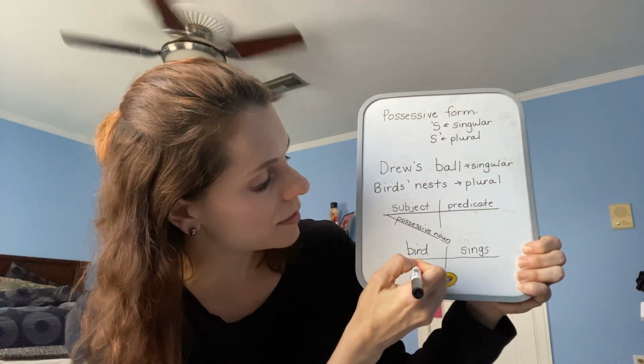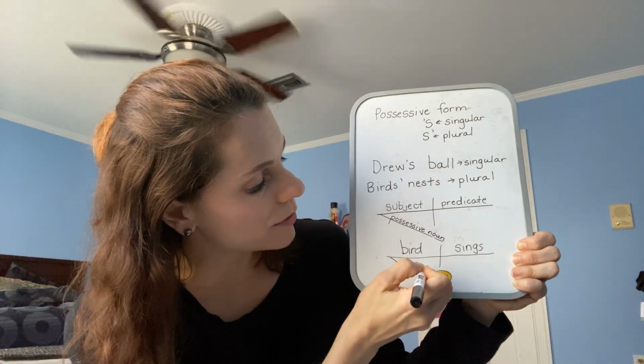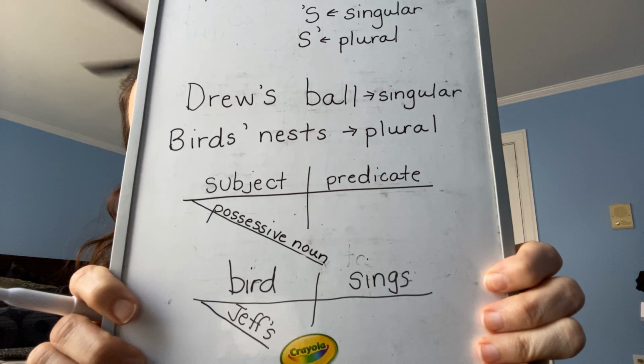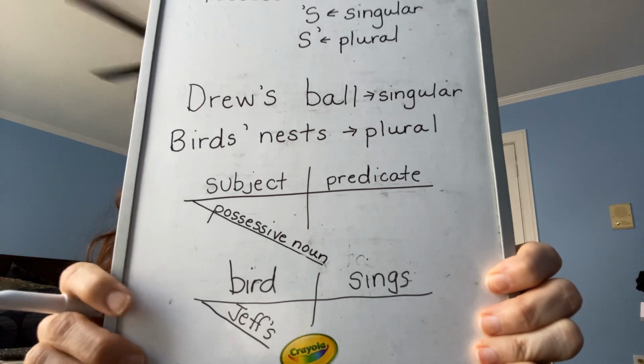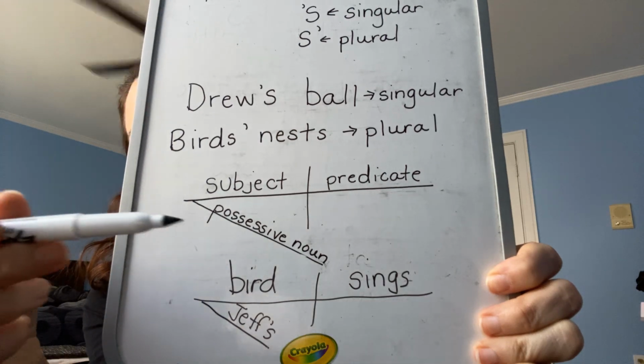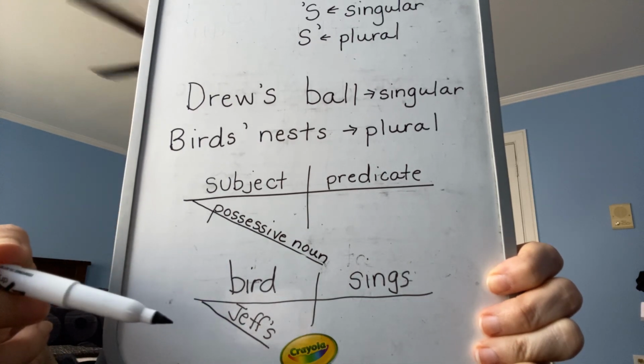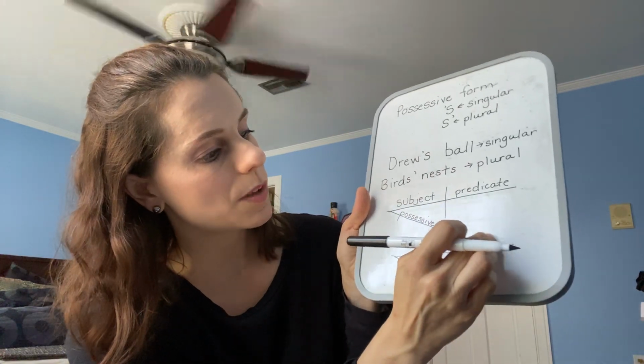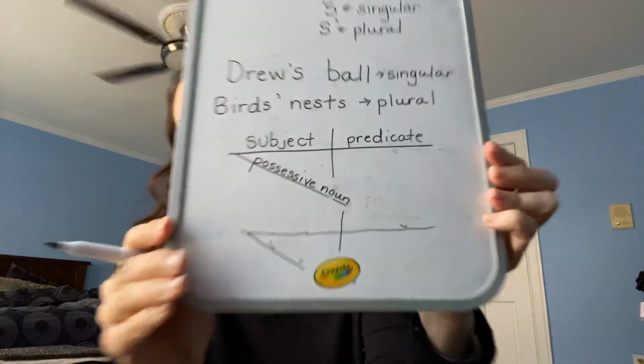So Jeff's, apostrophe S, Jeff's bird sings. All right, guys, so that's what all of these are going to look like. You're going to have the subject and the noun, and then your possessive noun is going to go underneath your noun. So the other example they put is Mom's vase broke. So I'm going to erase my words on my little whiteboard. Not the best erasing. Okay, so Mom's vase broke.